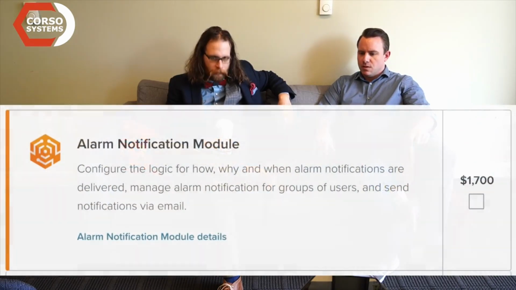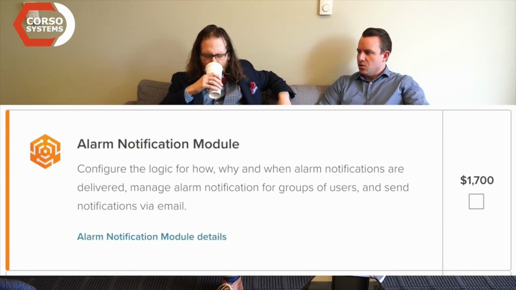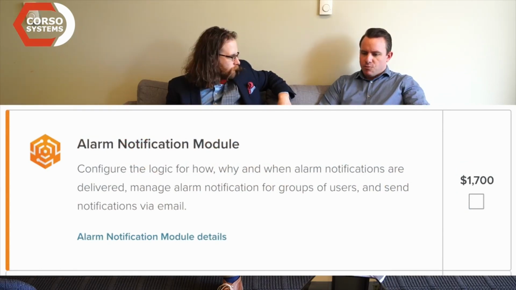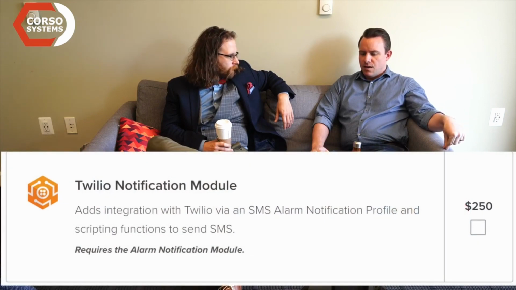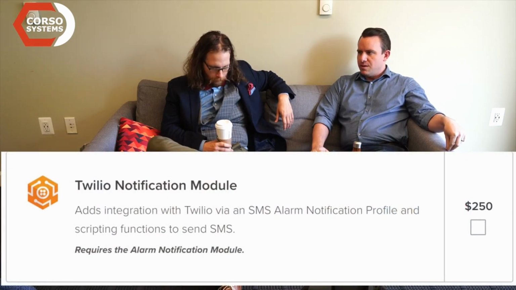Through the basic alarm notification module, that comes with email alerts. You can send out emails through the alarm notification pipeline. And the pipeline will stay the same. You'll just change a couple configuration settings if you're using the Twilio module, the voice notification module, or the SMS module.